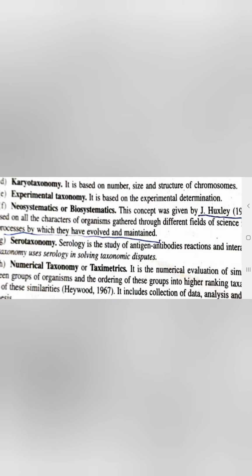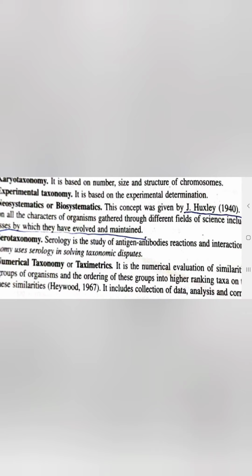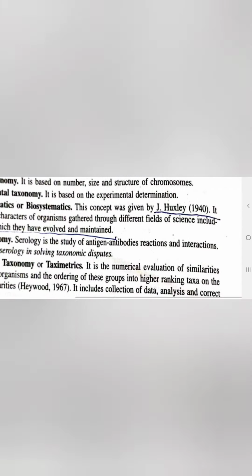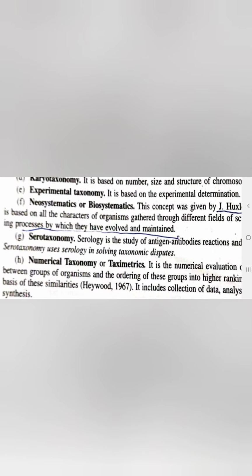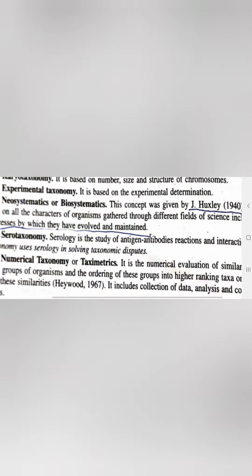Students, we also talked about this term in our previous lecture, that is in omega taxonomy, and this concept was given by Huxley in 1940. It includes all the characters of organisms gathered through different fields of science, including the processes by which they have evolved and been maintained. So very simple here, along with other characters, we consider the evolutionary history of an organism for the classification of an organism. So that is known as neosystematics or biosystematics.